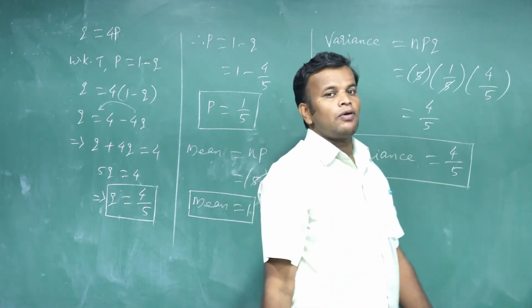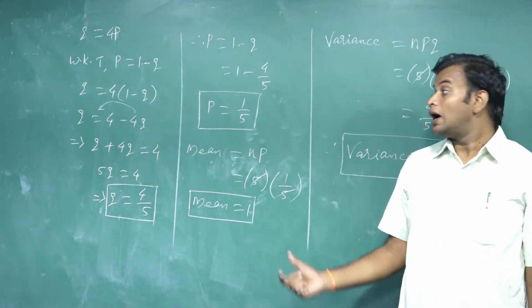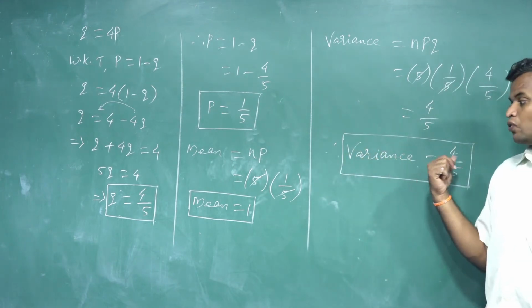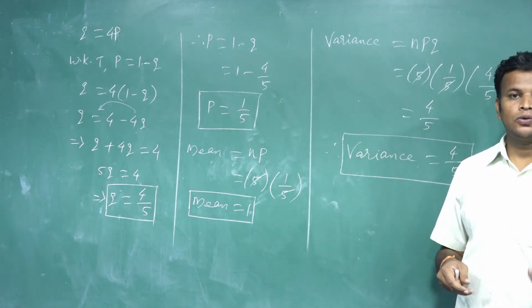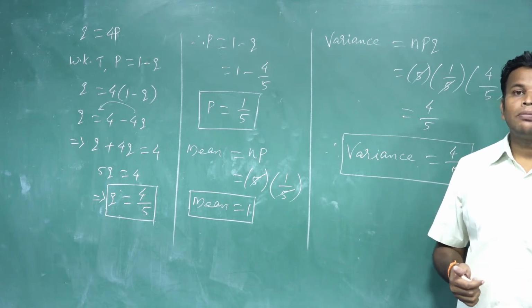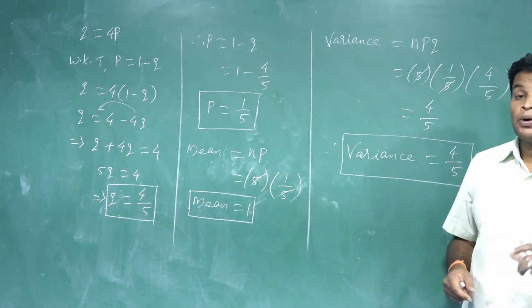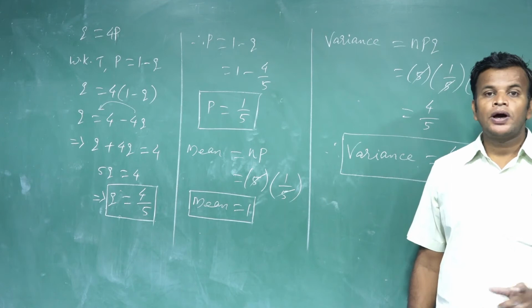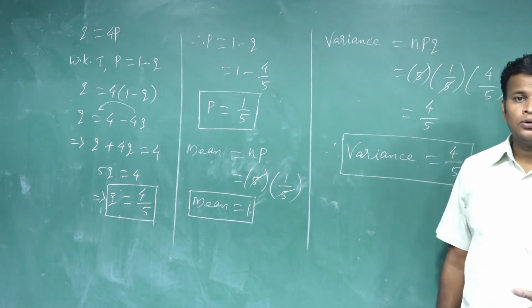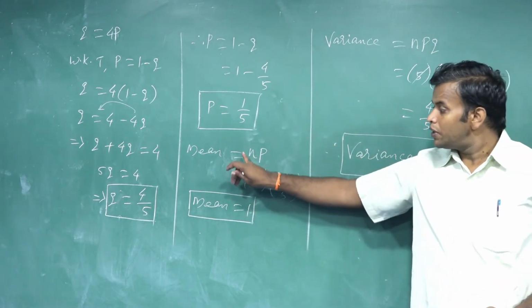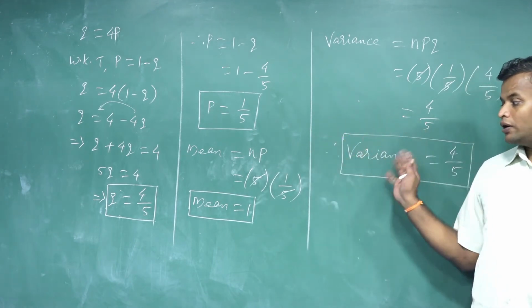So in this case, the value of the mean is equal to 1 and the value of the variance is 4 by 5. Our question is just to find these two, and the question involves the binomial distribution. So using the binomial distribution concept, first we find the value of P and Q, then substitute the values of P and Q in mean and variance to find both.